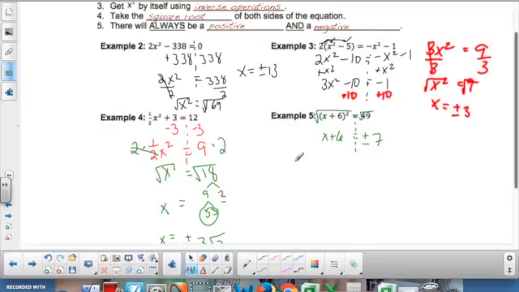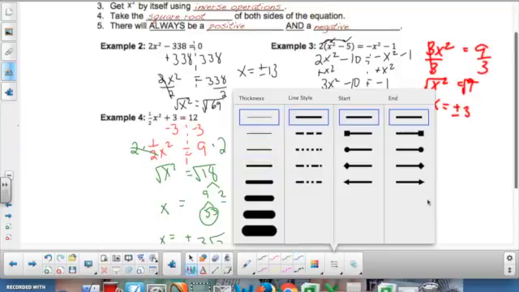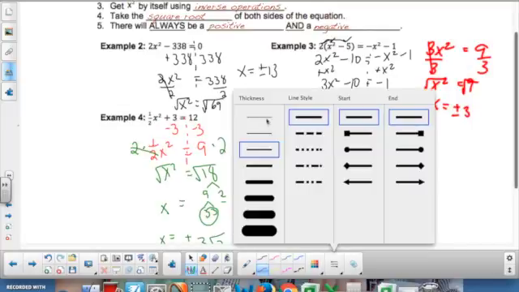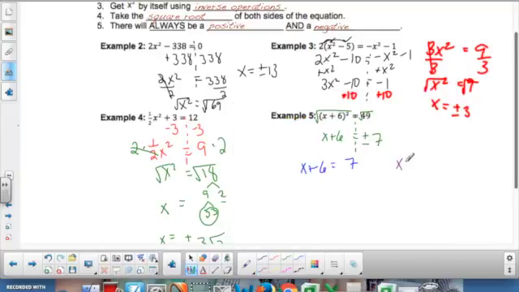So then we have to split and kind of do two problems. On one hand, x plus 6 could be equal to positive 7. On the other hand, x plus 6 could be equal to negative 7, because when I take that square root, I have two options. So then if I subtract 6 from both sides, I'm left with x equals 1.